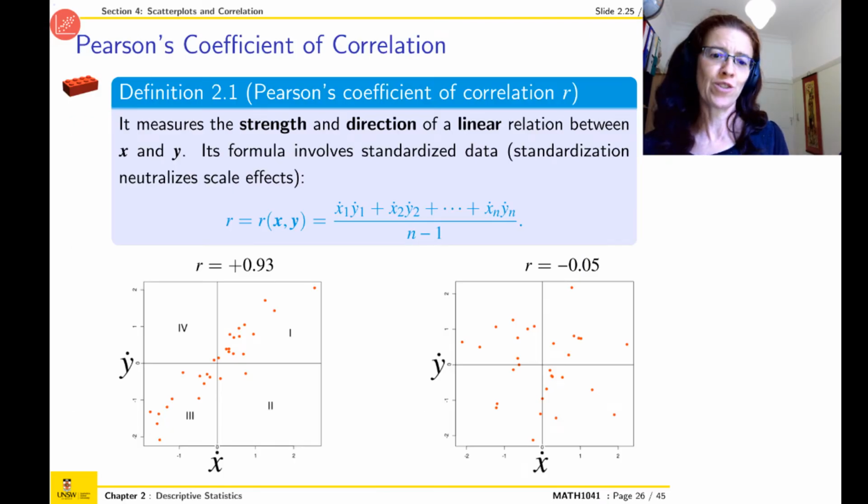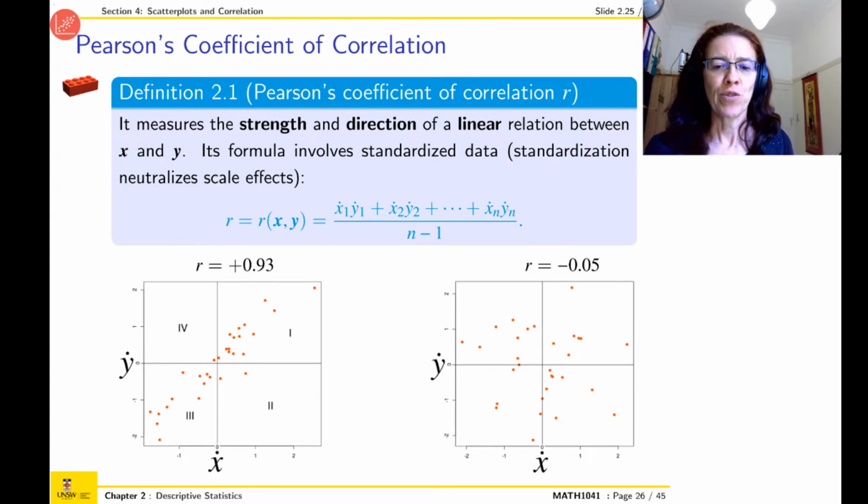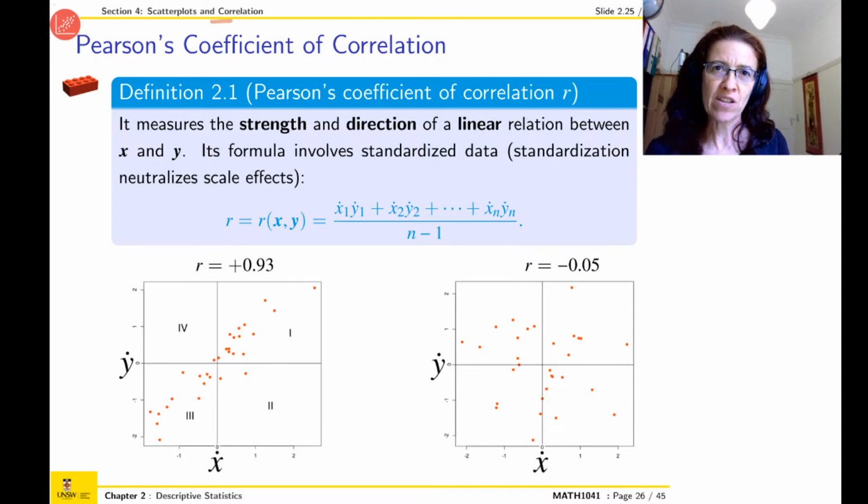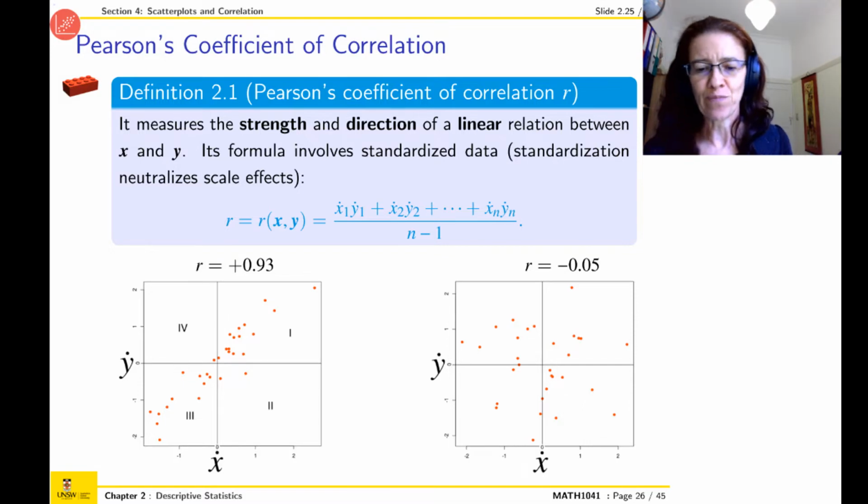If you have not lost the plot, you may remember that the goal of defining standardization was really to get a nice definition for the Pearson coefficient of correlation, that number which measures the strength of a linear relationship. So it's going to measure the strength and the direction. Basically, it's going to tell you if it's going up or going down.